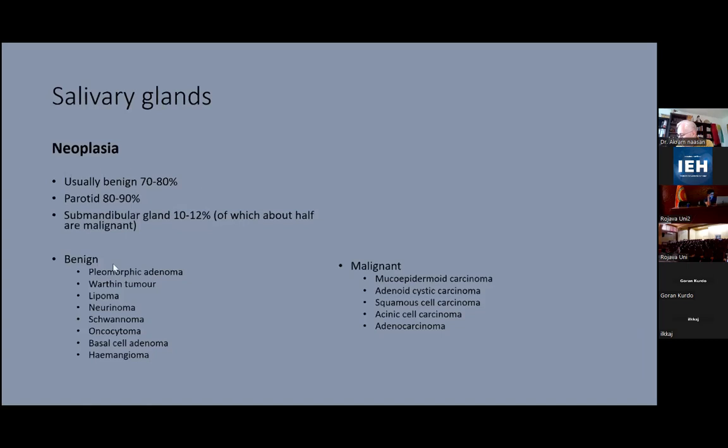And you can see among the benigns, you see schwannoma, which is a nerve tumor. You see lipoma, which is a fat tumor, hemangiomas. So it depends on the structure of the gland. It also contains tumors from some others.